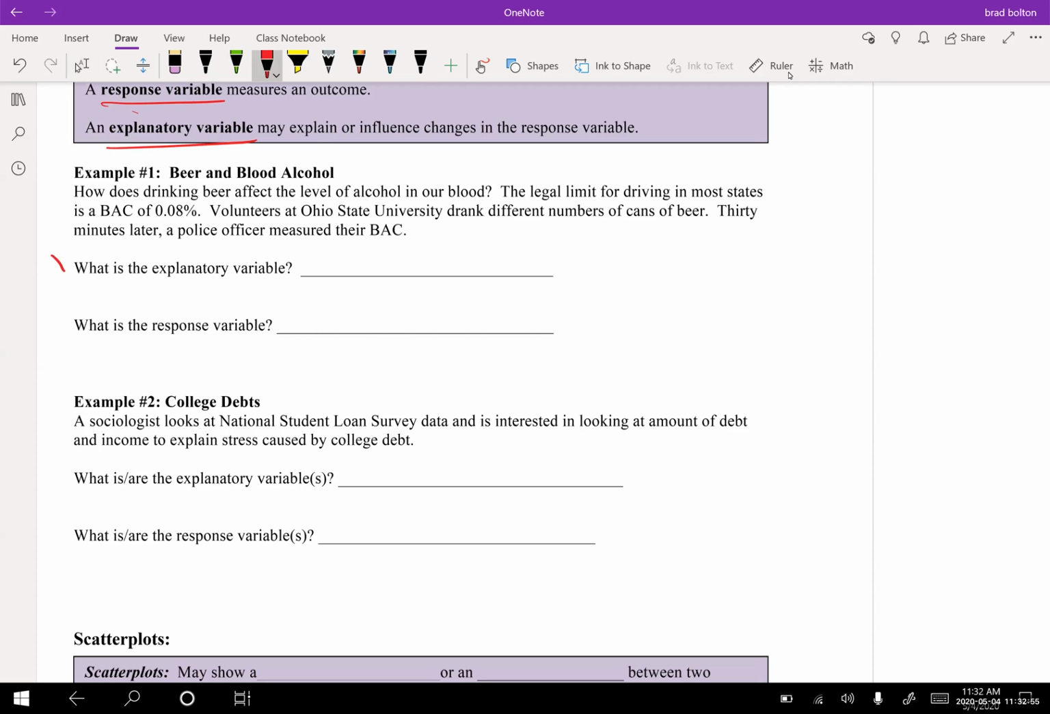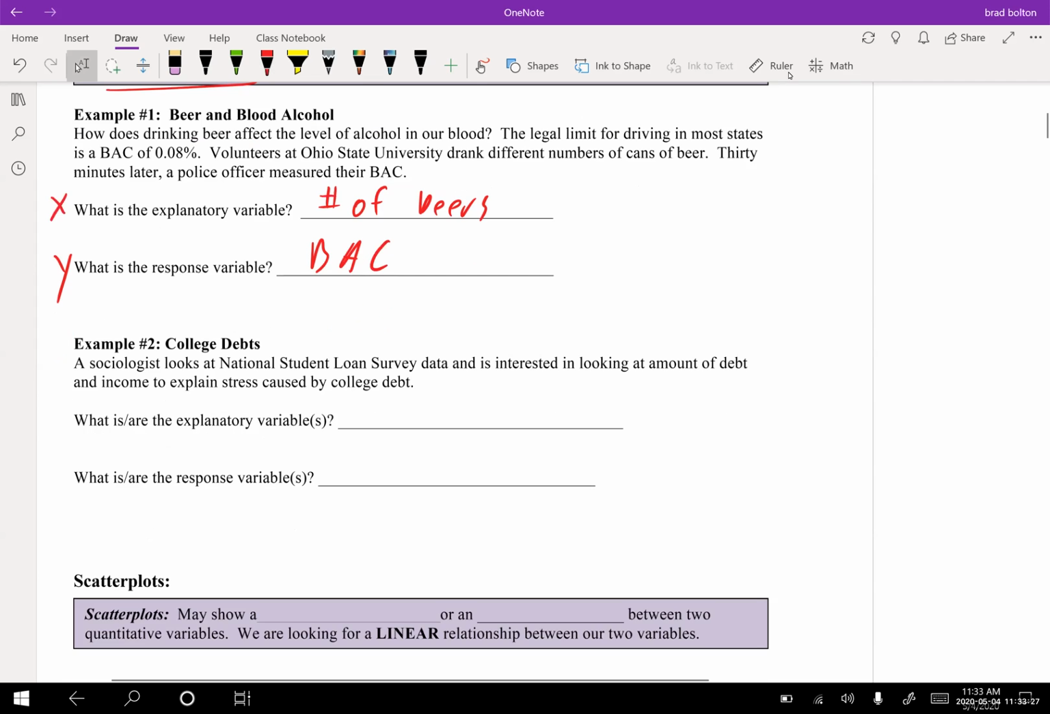So this will be our X in general, and then our response variable will be our Y, okay? So in this problem, the explanatory variable may explain or influence changes in the response. So the response is the percent in your blood alcohol content, okay? And what changes that is the number of beers you drank. So number of beers, okay? And the blood alcohol content level is based on the number of beers you drank. So that's our response variable, okay?